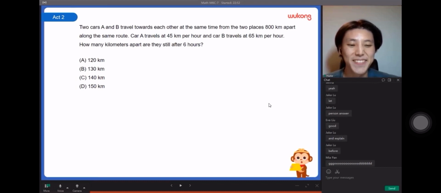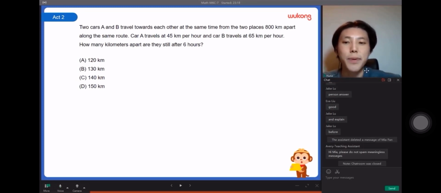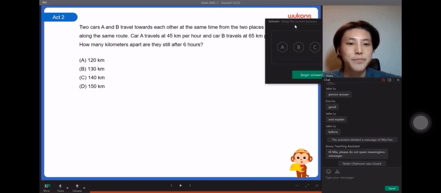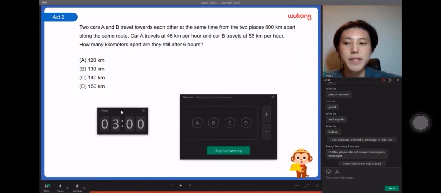Okay, now, you guys are going to try this question. Let's see how we go. Two cars A and B travel towards each other at the same time from two places 800 kilometers apart and along the same route. Car A travels at 45 kilometers per hour and car B travels at 65 kilometers per hour. Now, how many kilometers apart are they still after 6 hours? Now, here's your options. I'm going to give you guys 3 minutes once again. Please try this question.